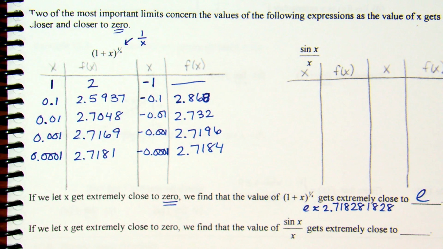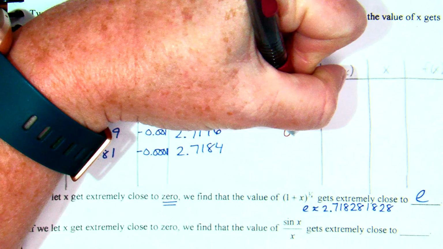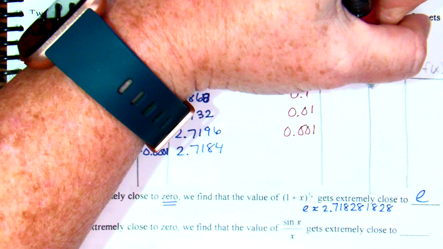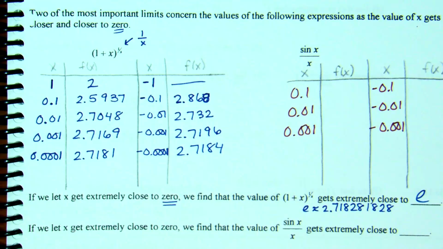Okay. So, if we do sine x over x, I'm not going to start as far out as 1. I was going to use 1/10, 100th, and 1,000th. In the negatives, I was going to do the same thing: -10th, -100th, -1,000th. This one will be more obvious as to what it's approaching.